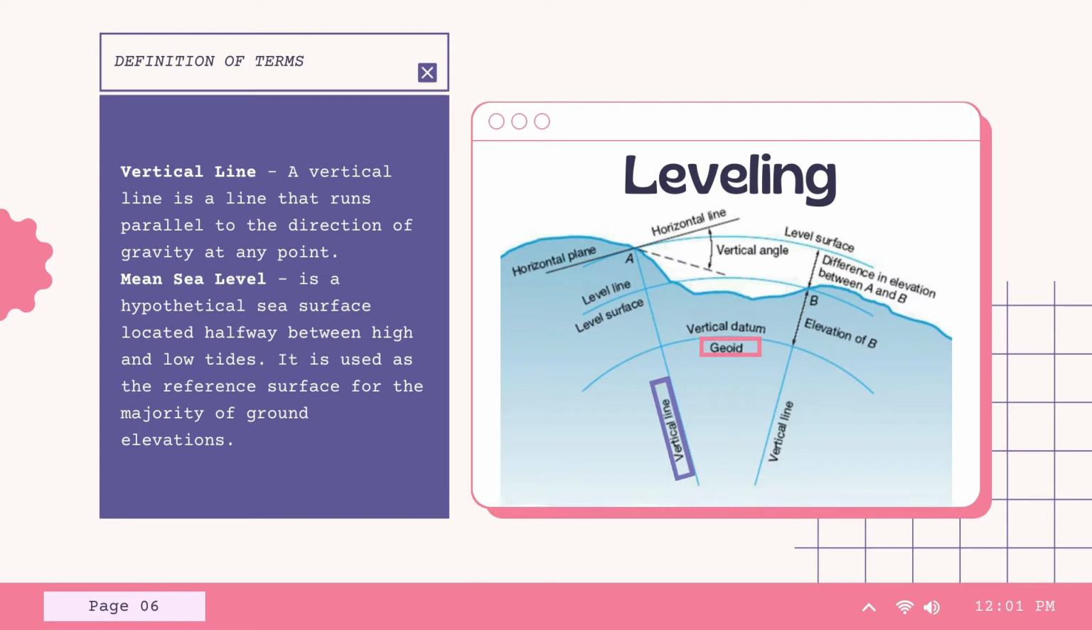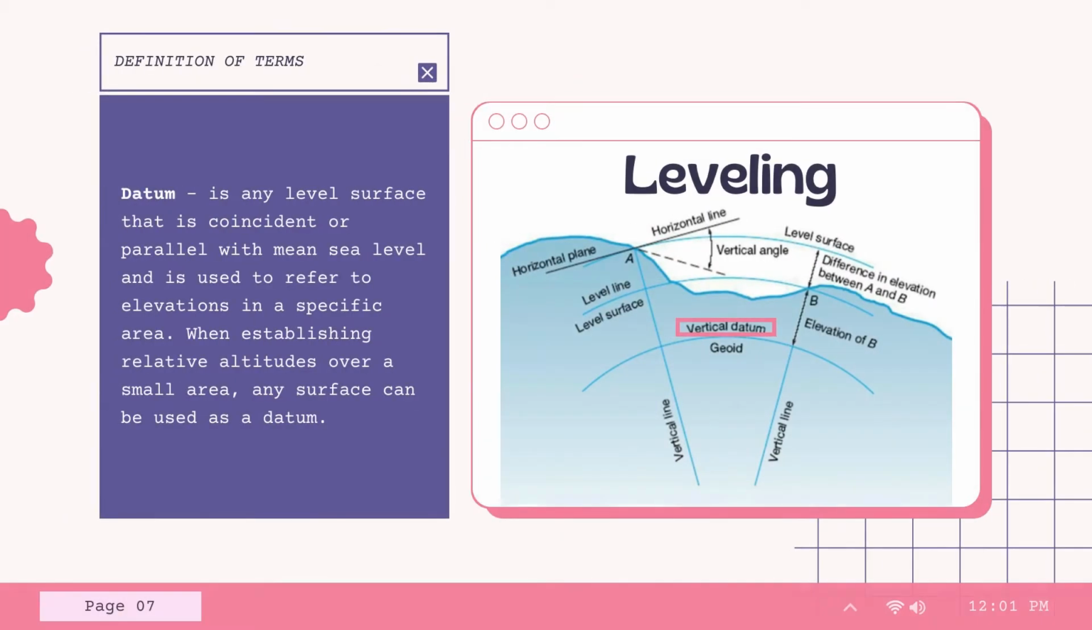Then we have the mean sea level. It is a hypothetical sea surface located halfway between high and low tides. It is used as the reference surface for the majority of ground elevations. So the geoid in the picture is a model of the global mean sea level that is used to measure precise surface elevations. So the datum is any level surface that is coincident or parallel with the mean sea level and is used to refer to elevations in a specific area.